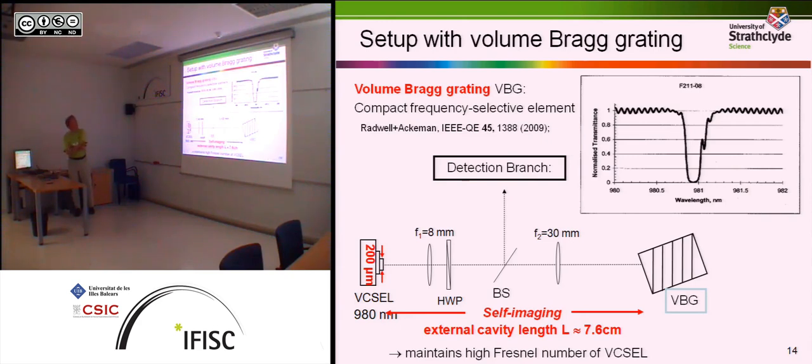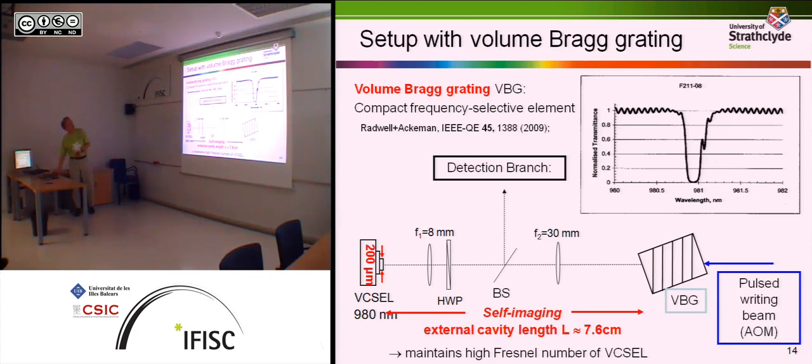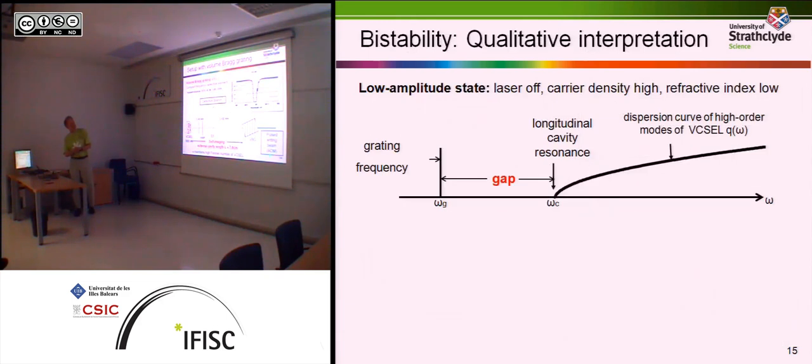Okay, so now the experiment in a little bit more detail. So we have here our VCSEL. We have a telescope. This telescope images the output of the VCSEL onto a frequency-selective element. That's a volume Bragg grating. You see here this notch. So here you have a high reflectivity in a small wavelength range, and otherwise it's transmitting. And this self-imaging kills diffraction in the external cavity and maintains the high Fresnel number, the high aspect ratio of the VCSEL I talked about earlier. And then we can inject another beam from outside, which can be pulsed by using the acousto-optic modulator.